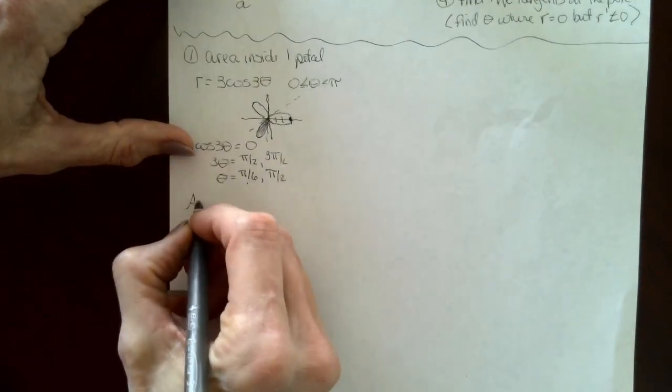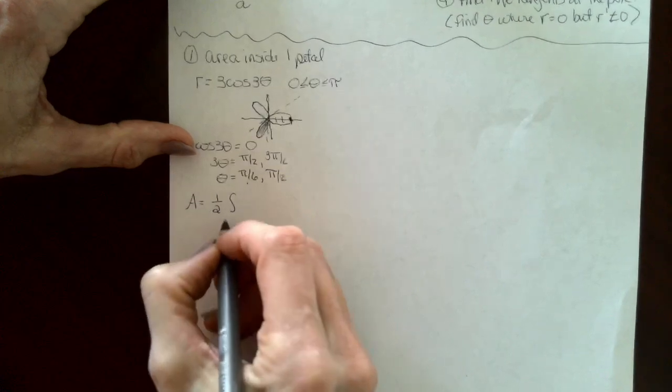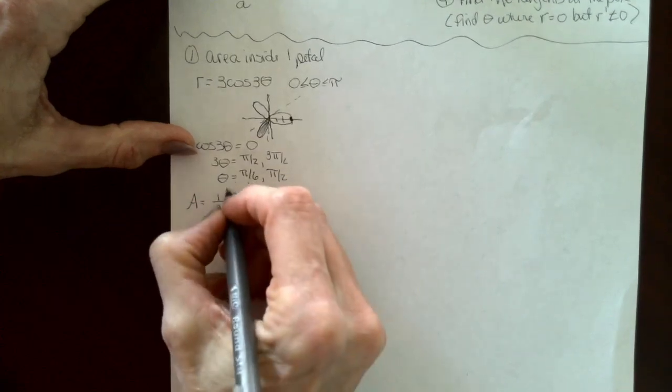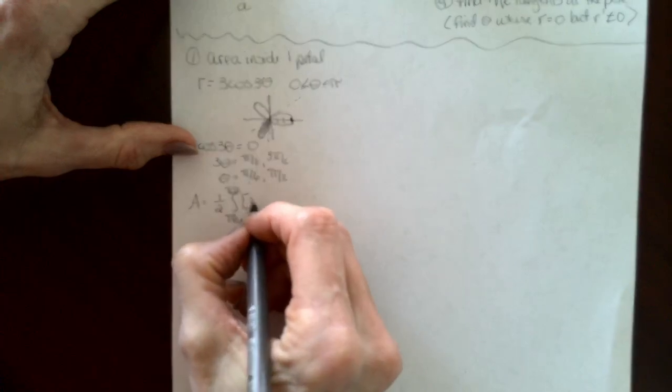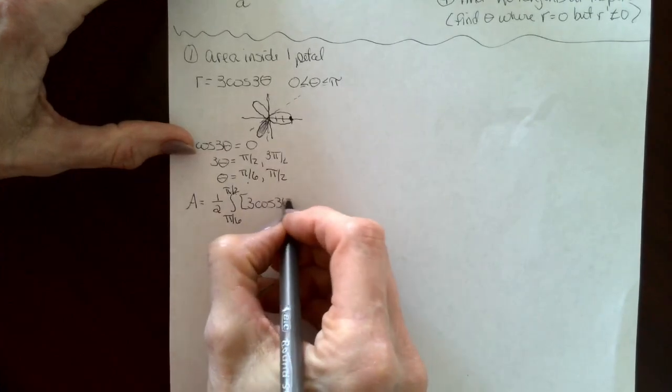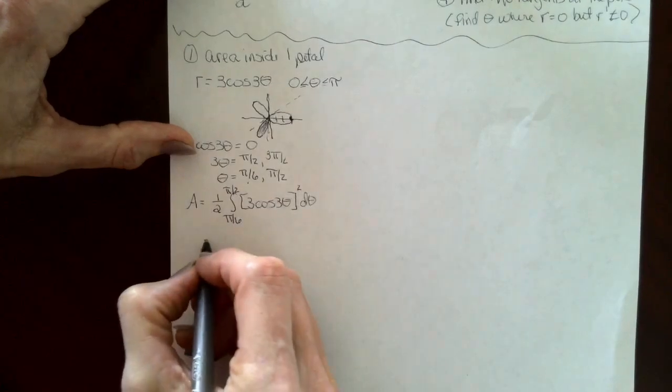Area is equal to 1/2 times the integral from pi over 6 to pi over 2 of r squared. So put that 3 cosine 3 theta, that whole thing, squared d theta. Grab your calculator and tell me what this is. Take it out 4 decimals for me.